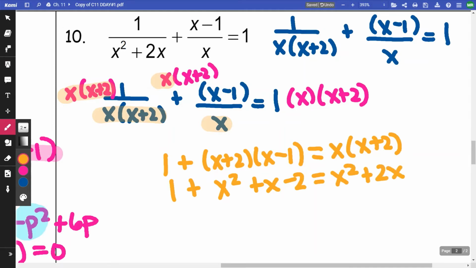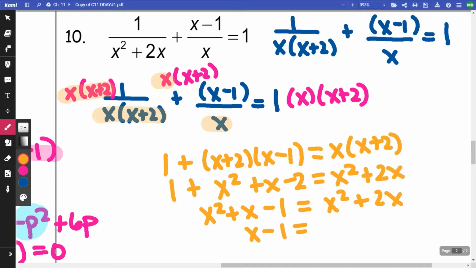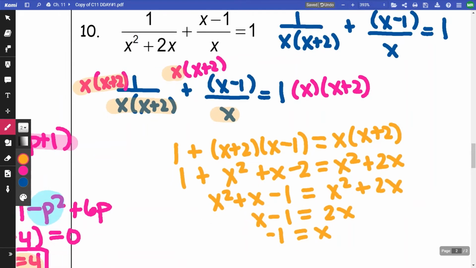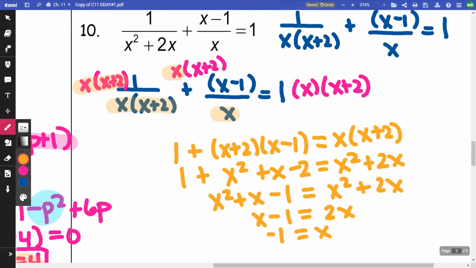When I subtract x squared from both sides, well, let me first clean up. This is going to be an x squared plus x minus 1. I'm going to subtract x squared from both sides, and they cancel out. I'm going to subtract x from both sides, and I get negative 1 is equal to x. And that's my answer as long as it does not make any of my denominators 0, and it's not going to make any of them. So this is an answer.